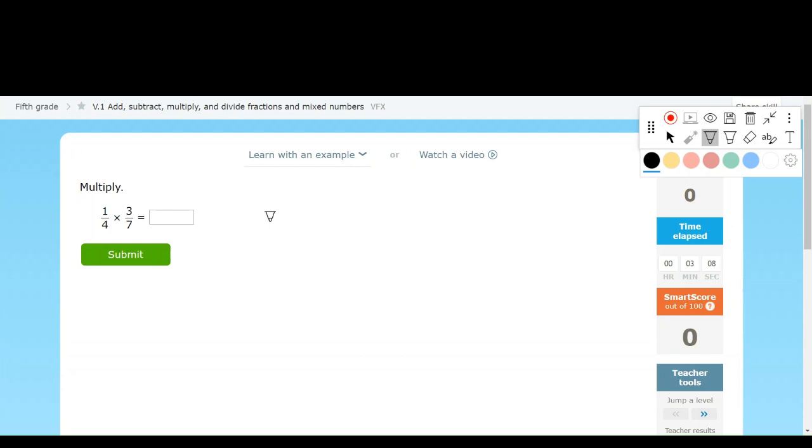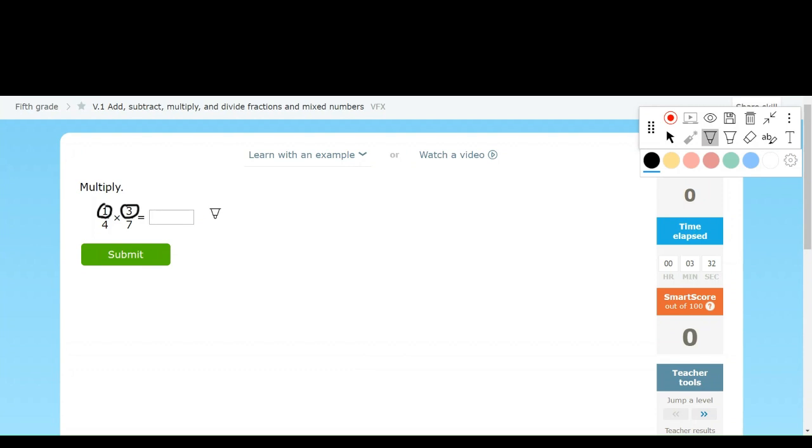Today, we're going to be talking about multiplying and dividing with fractions. So, we have a multiplication problem with fractions here. And multiplying with fractions is extremely easy. You just look at the two numbers on the top of the fraction and multiply them.